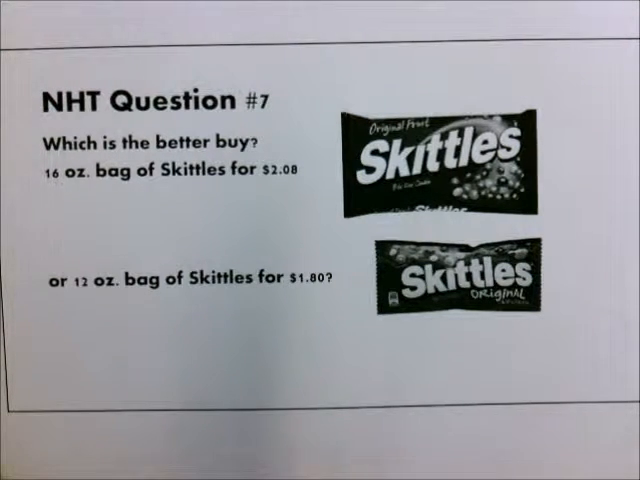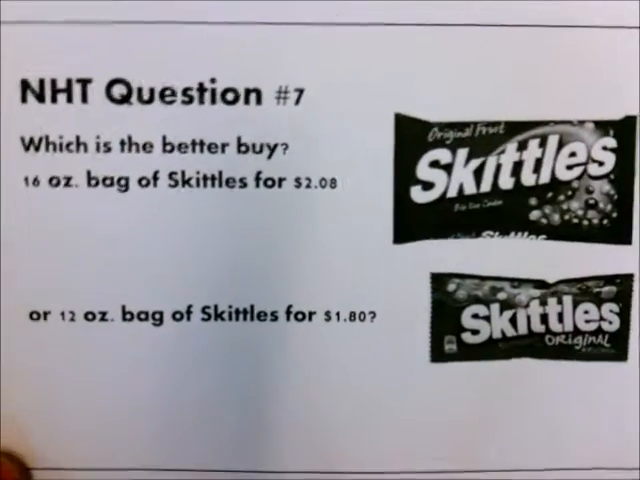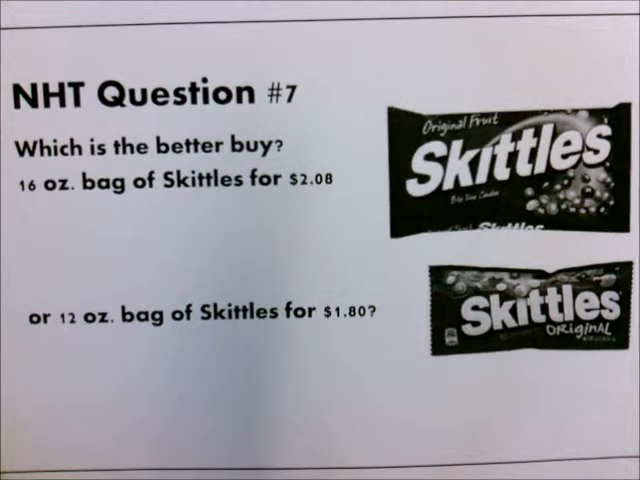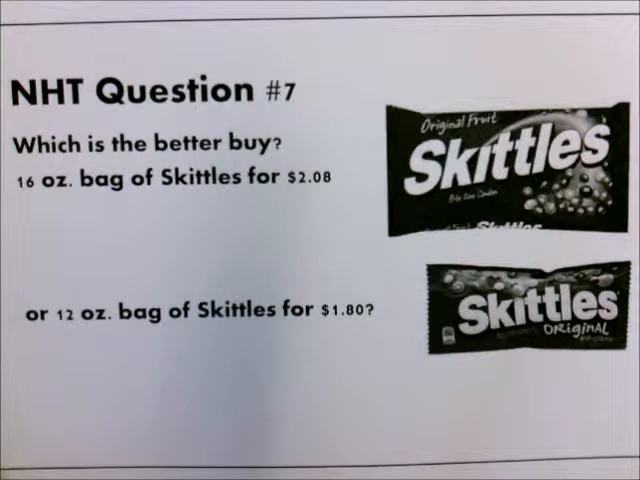So here's a question right here that works on it. We call this better buy. All right, so you might see your students working on a better buy problem. So we have two things that we can buy. We can either buy a 16 ounce, and let's zoom in a little bit here, it's a little blurry. We could buy a 16 ounce bag of Skittles for $2.08. Or we could buy a 12 ounce bag of Skittles for $1.80.